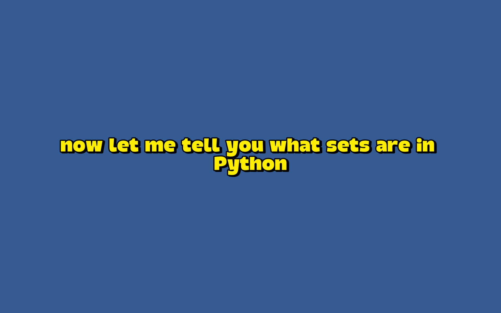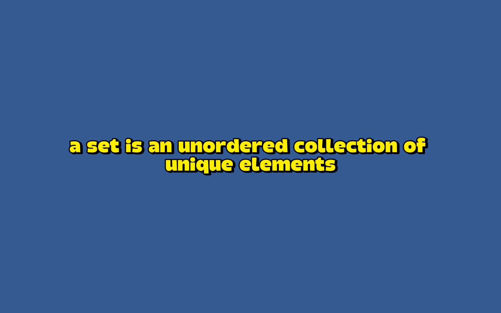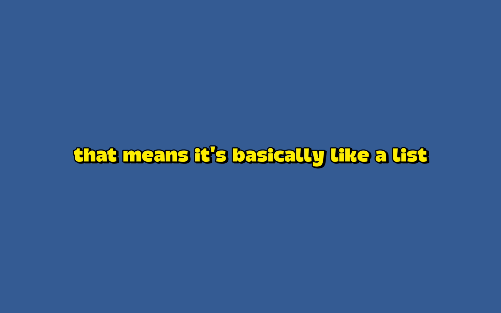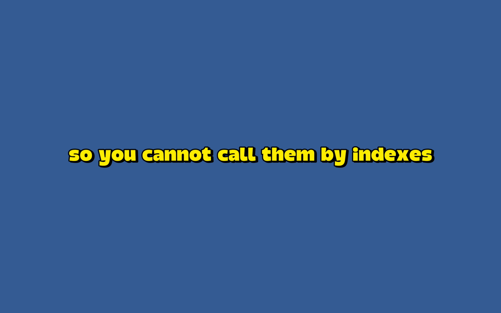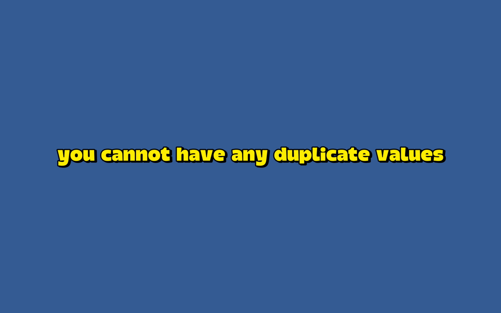Now let me tell you what sets are. In Python, a set is an unordered collection of unique elements. That means it's basically like a list. It can store stuff, but the items do not have a particular order, so you cannot call them by indexes. And they also have to be unique. You cannot have any duplicate values.